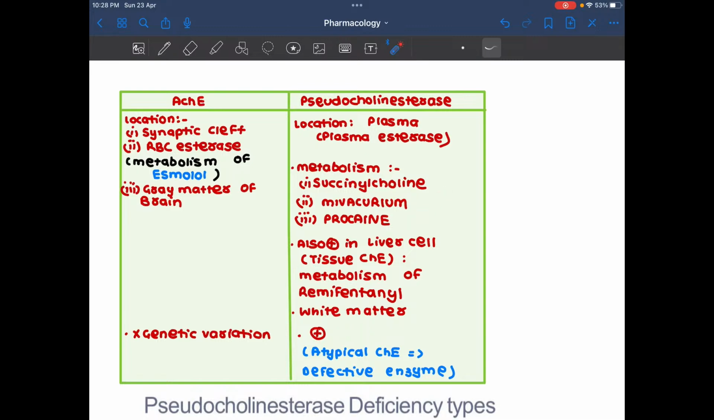Where is it present? It's present again, second site, in our liver cells, known as tissue cholinesterase, and is present in the white matter as well. Okay, so these are the first differences between acetylcholinesterase and pseudocholinesterase.